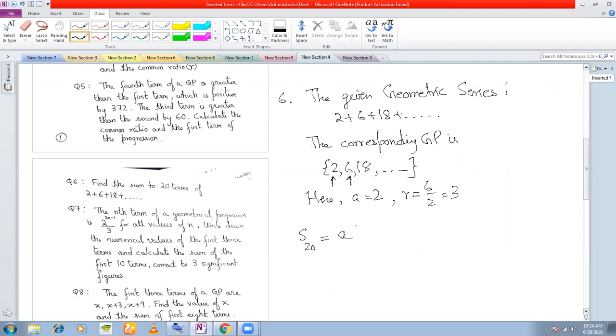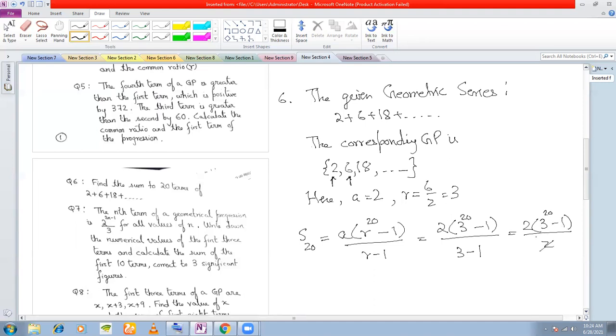S20 is A into R to the power of N, N here is 20, minus 1 divided by R minus 1. So this is A into 3 to the power of 20 minus 1 divided by 3 minus 1, which is 2, 3 to the power of 20 minus 1 by 2. 2 and 2 will cancel here. So we'll simply get 3 to the power of 20 minus 1. You can leave your answer in this manner, or you can calculate it with the help of your scientific calculators.